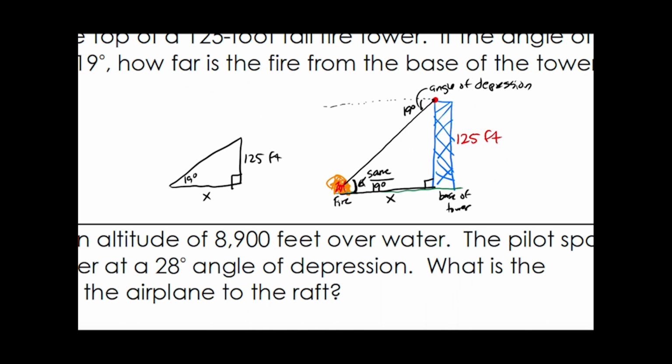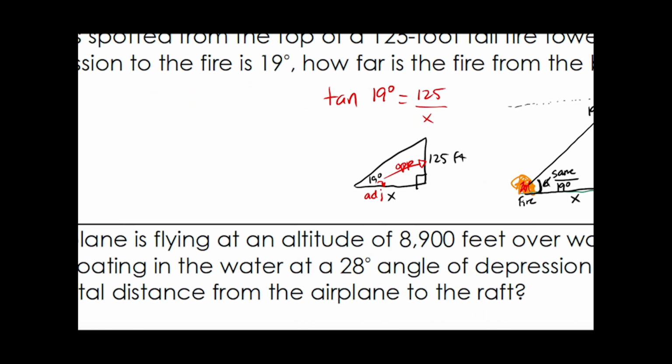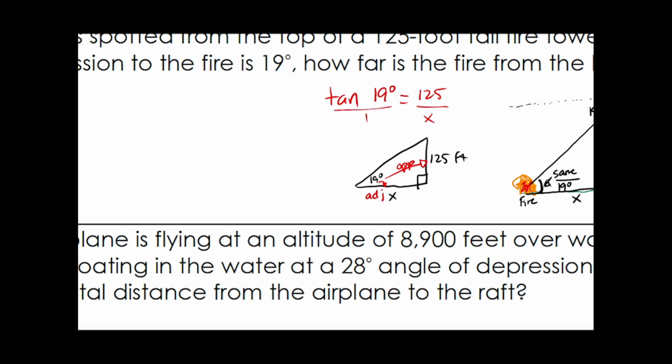So if we look at 19 degrees, we have the opposite side, and we have the adjacent side. So that's tangent again. Remember, we always find tangent of angle. So tangent of 19 degrees is the opposite, 125, over the adjacent, which is X. And again, I put tangent 19 degrees over 1, and I cross multiply. So X times the tangent of 19 degrees equals 125 times 1.